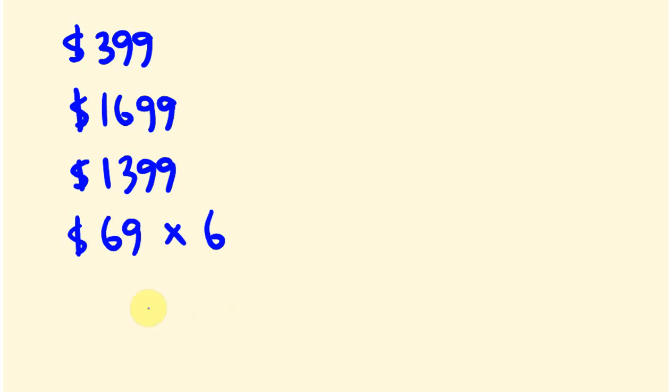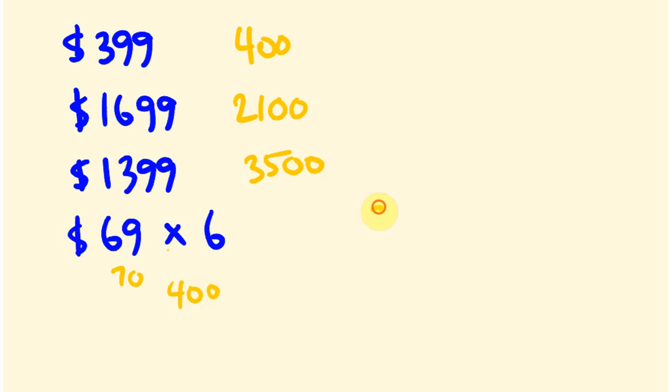Obviously, I'm looking at the nearest thousands, but let's just go as we go. This is roughly 400. To that, we're going to be adding 1,700, so we're going to have 2,100, okay? I'm just going to begin doing a running tally. This is 14, so we're looking at 3,500. And then to this, this is roughly 70. 7 sixes are 42, so roughly 400. I'm going to be adding that on, 3,900, roughly. Okay? And that's roughly what our price is there.